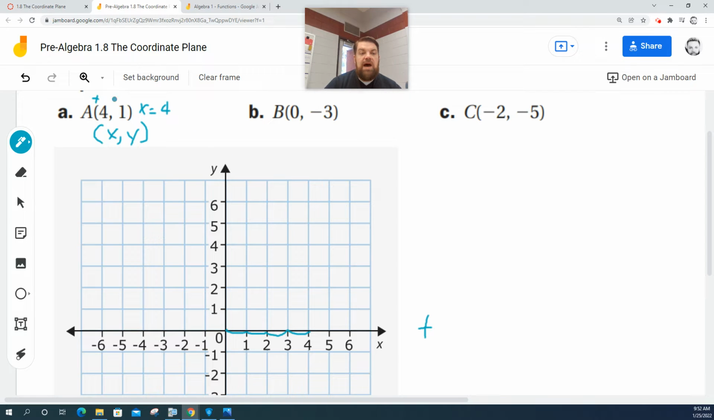Now, I have a positive 1 for my y value. In other words, y is equal to positive 1. So going up is the positive y direction. So from here, I'm going to go up 1 unit. So I went 4 units to the right in the positive x direction, and I went 1 unit up in the positive y direction. So this is the point A, which lives at 4, comma 1.